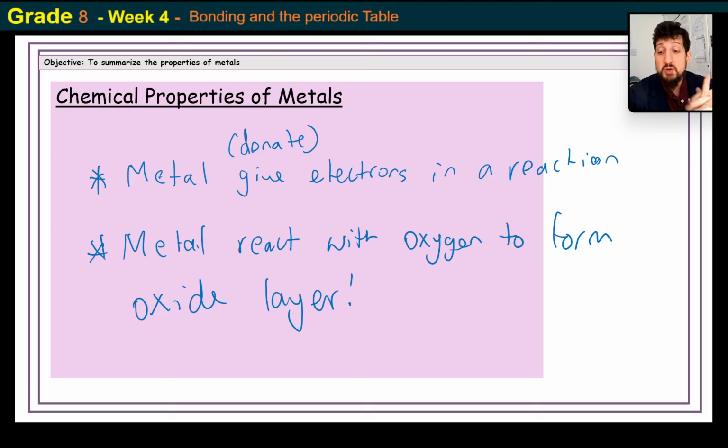These are called chemical properties. Metals give up electrons and metals form oxide layers. They react with the air. Sometimes they take longer, sometimes they take not so long. Iron reacts quite quickly and becomes rusty rather quick.